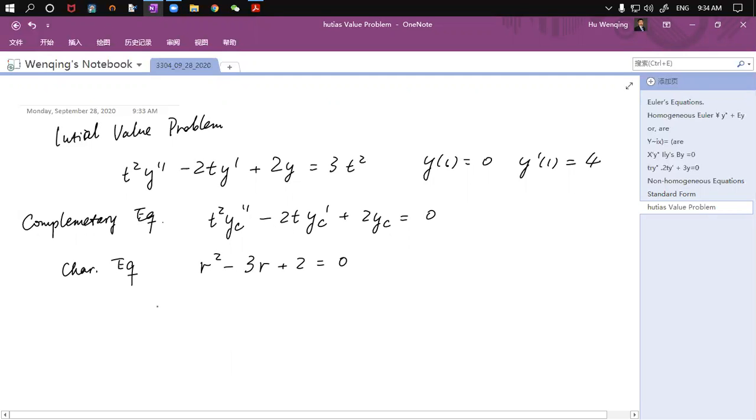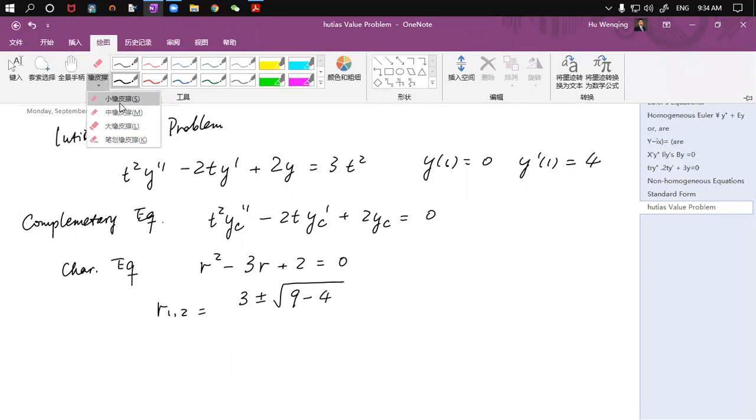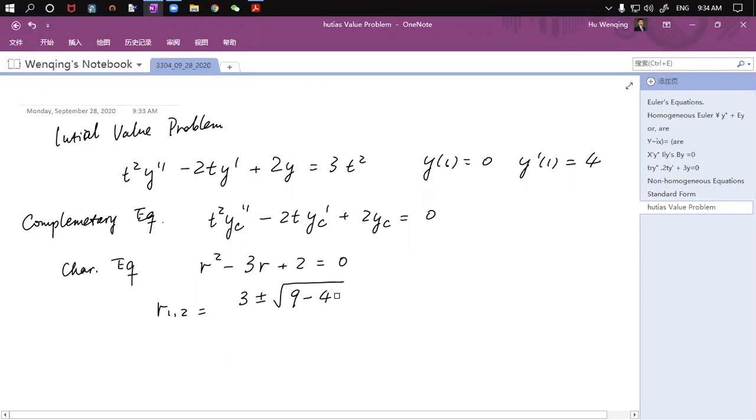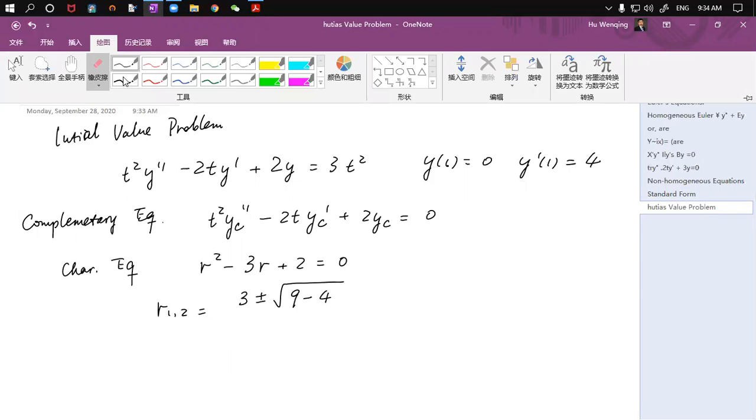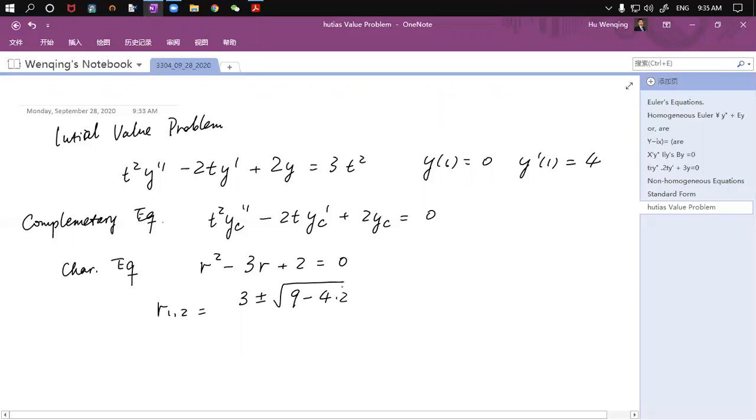As long as you have the characteristic equation, you solve for it. So that's 3 plus or minus the square root of 9 minus 4ac, so 4 multiplied by 2, divided by 2 times a. So that's going to be 3 plus or minus the square root of 1, divided by 2.